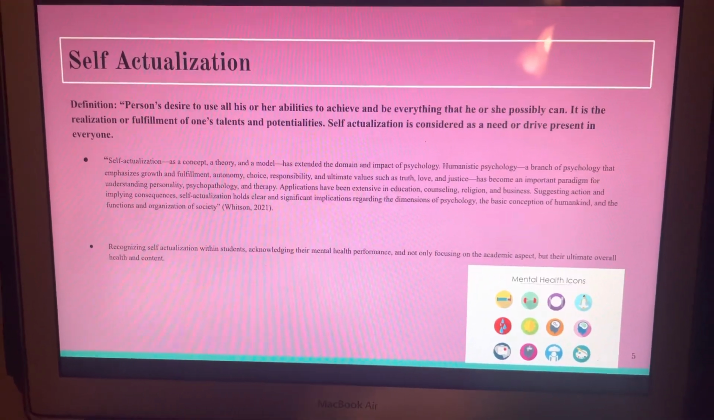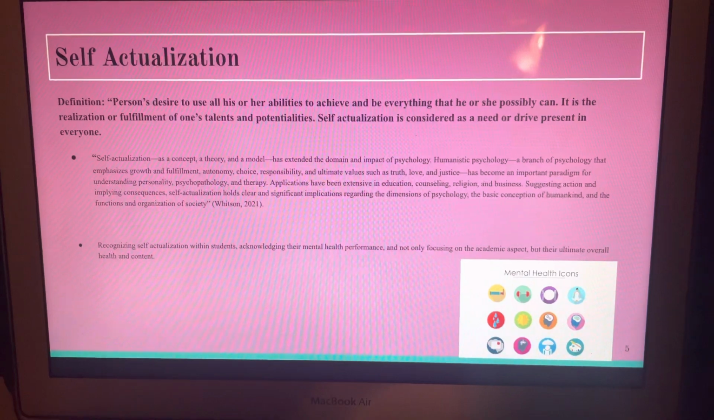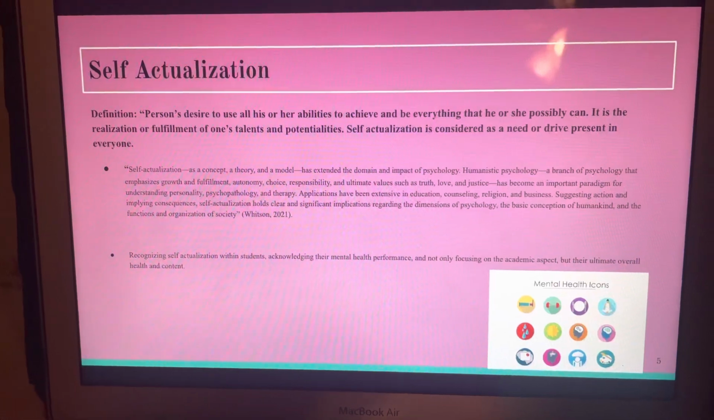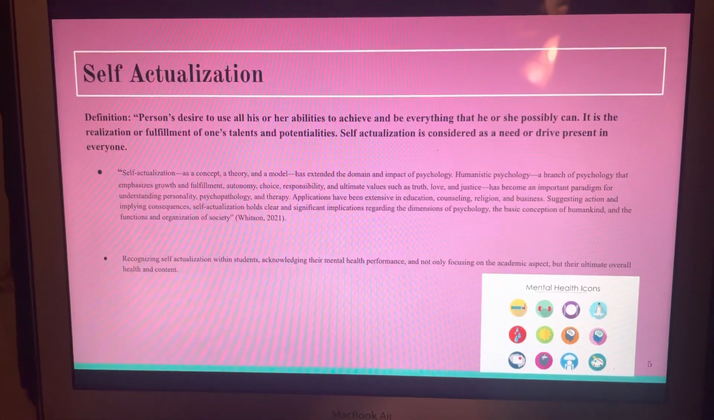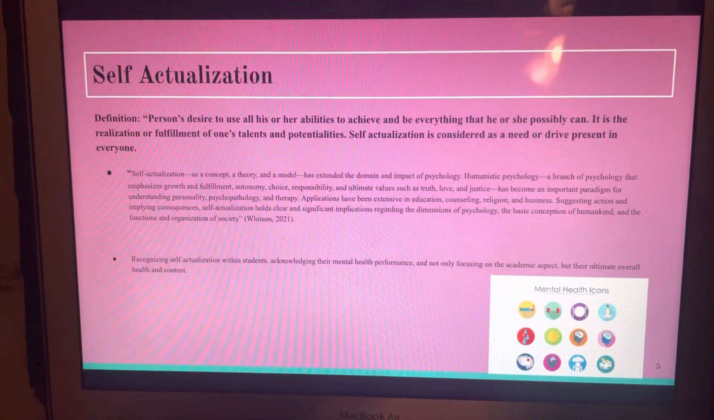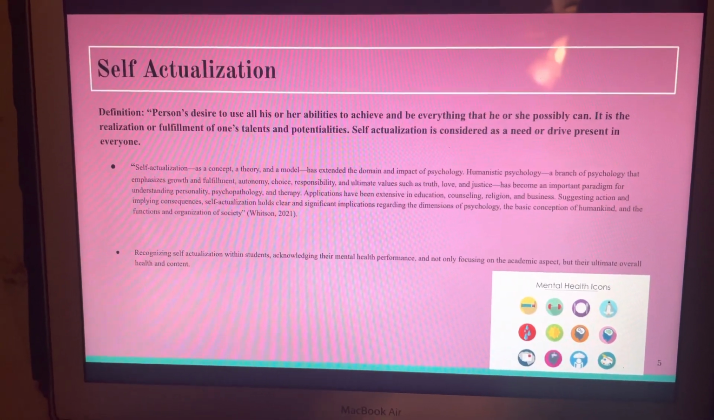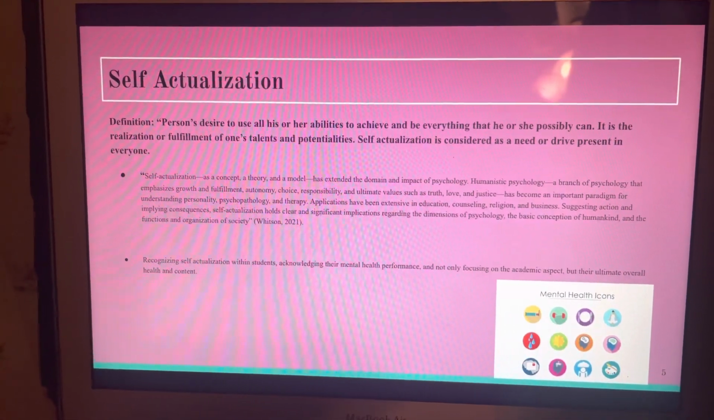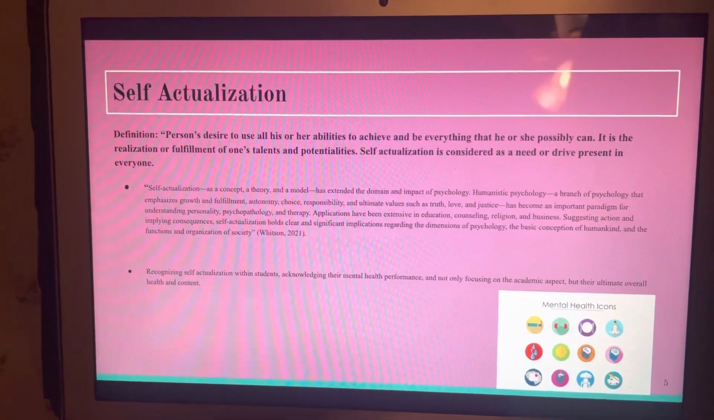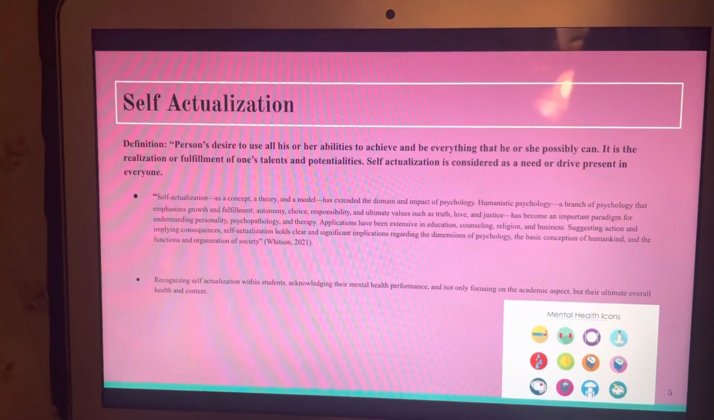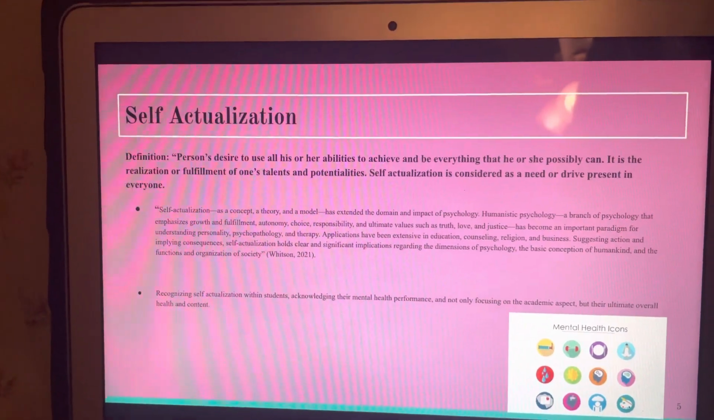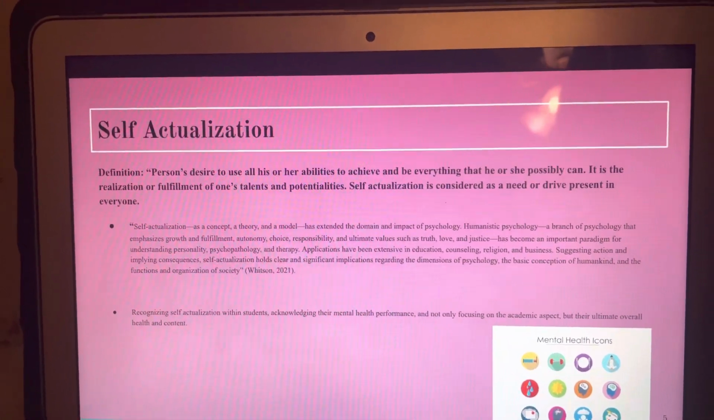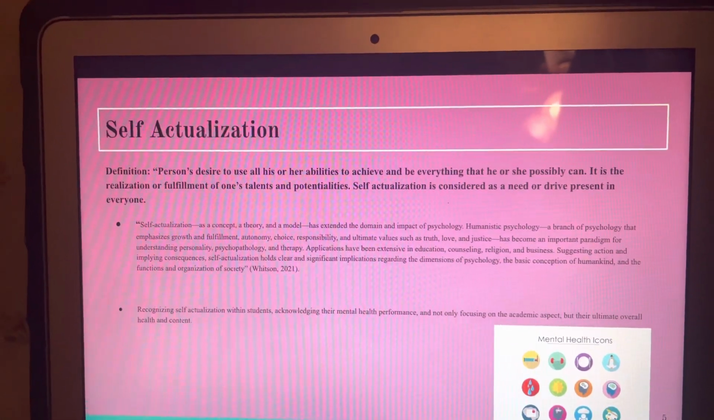A quote from Winston, 2021: Self-actualization as a concept, a theory, a model, has extended the domain impact of psychology. Humanistic psychology, a branch of psychology that emphasizes growth and fulfillment, autonomy, choice, responsibility, ultimate values such as truth, love, and justice, has become an important paradigm for understanding personality, psychopathology, and therapy. Applications have been extensive in education, counseling, religion, and business. Suggesting action and implying consequence, self-actualization holds clear and significant implications regarding the dimensions of psychology, the basic concept of humankind, and the functional organization of society.